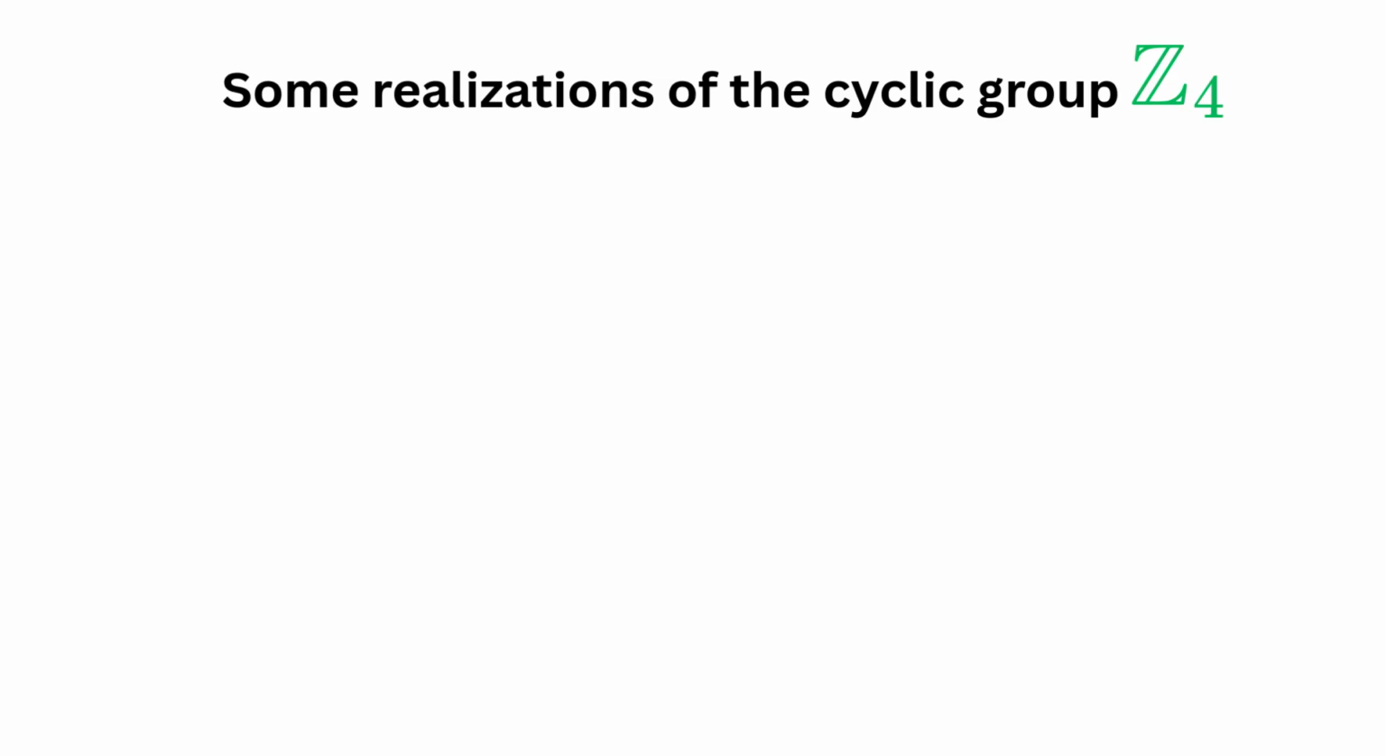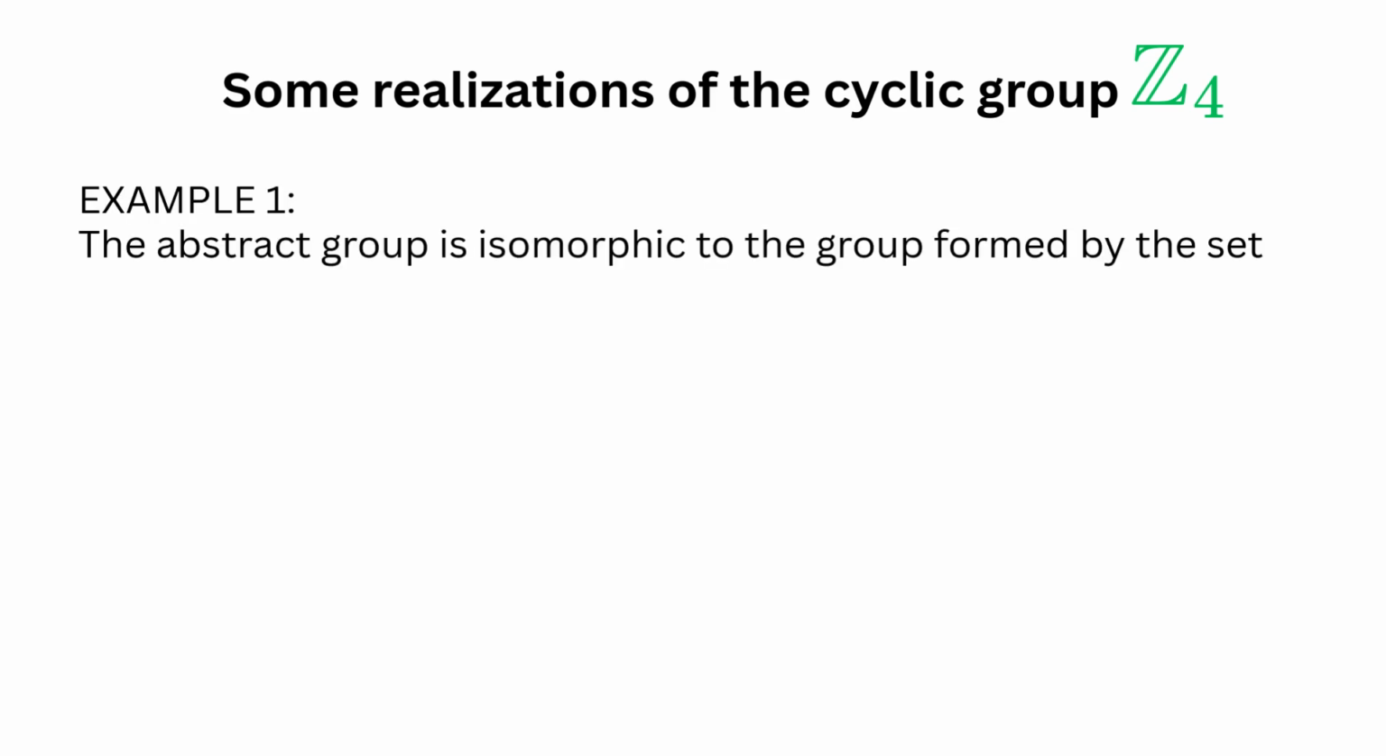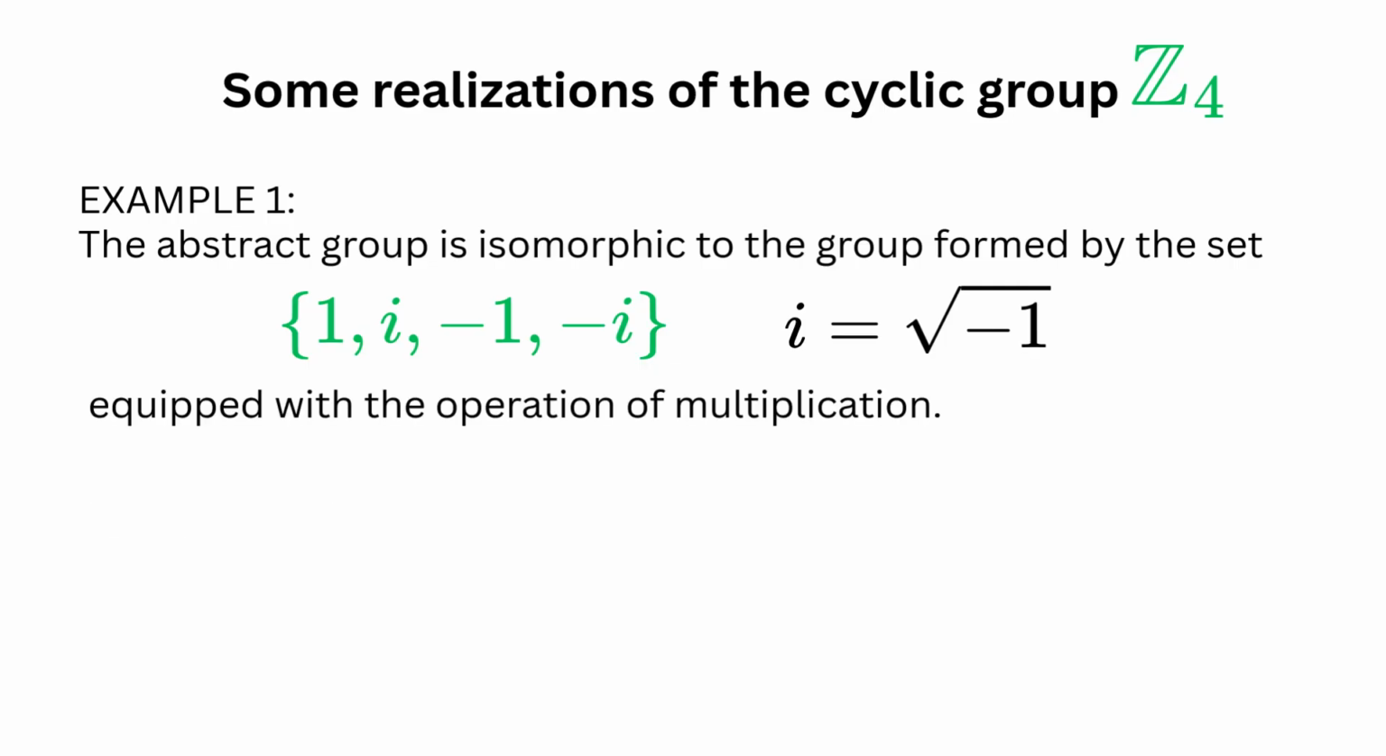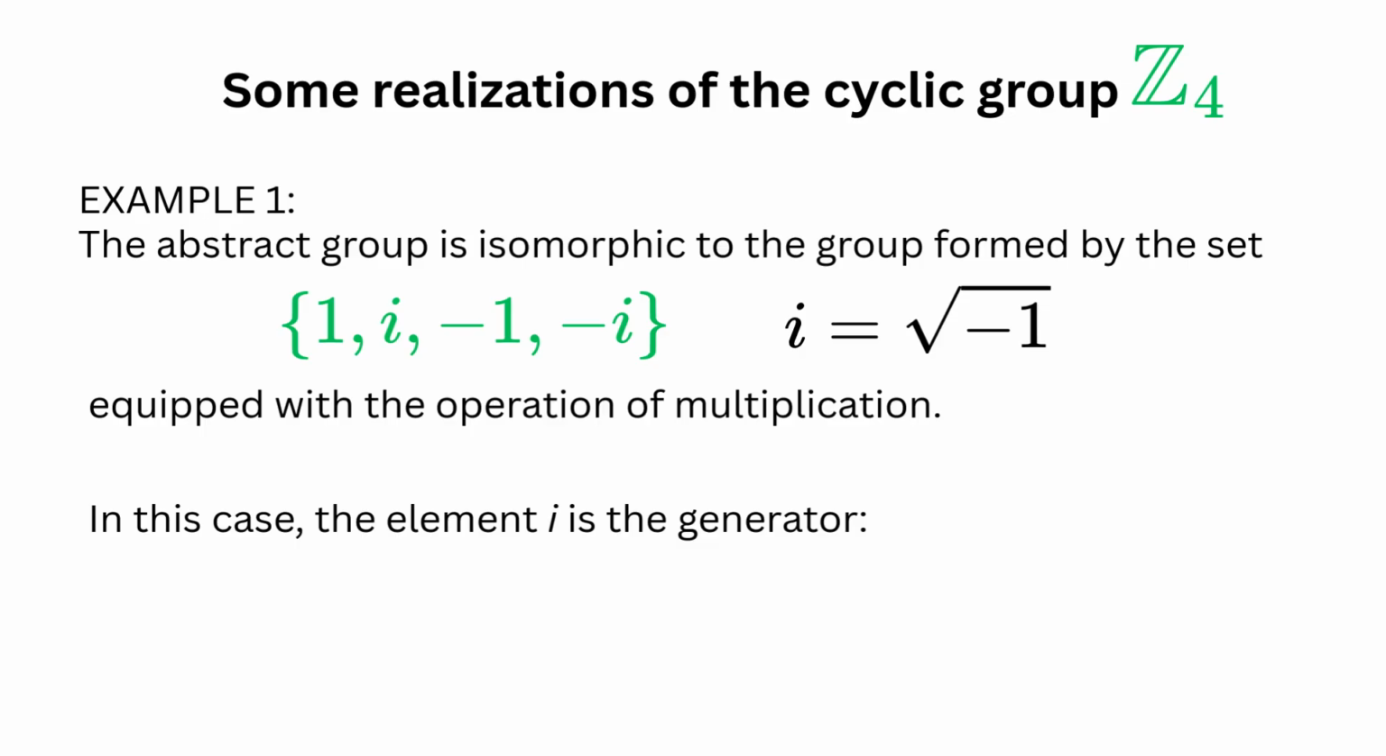To get a better understanding of realizations, let's select one of the cyclic groups, say Z4, and look at some of its realizations. The abstract Z4 group is isomorphic to the group formed by the set of the four numbers 1, i, -1, and -i, equipped with the operation of multiplication. In this case, the element i is the generator with the property i to the 4 equals 1.